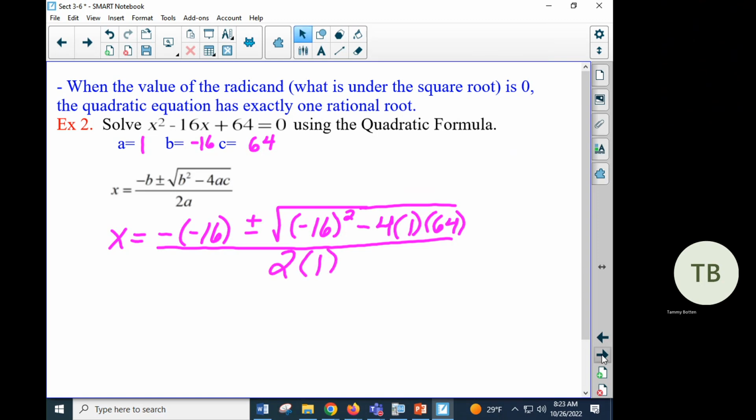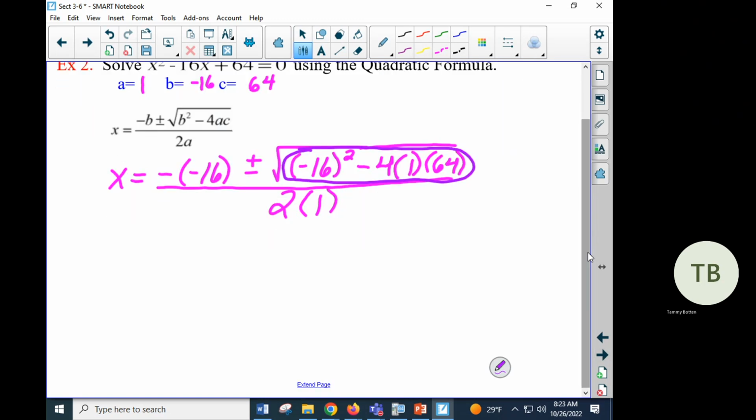Now again, what we do is we type this into our calculator. Okay. So if we do that, did you guys get 0 when you did that? Okay. All right. So minus a negative 16 is 16. This is plus or minus the square root of 0 all over 2.